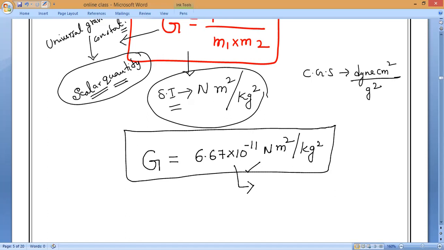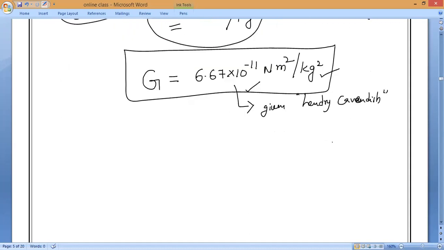This value always remains constant throughout the universe, and this value was given by Mr. Henry Cavendish. And this value is 6.67 into 10 power minus 11 Newton square meter per kilogram square. Please all of you remember that value. Without that, you cannot solve a single numerical in this chapter.